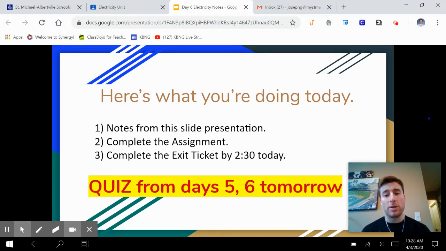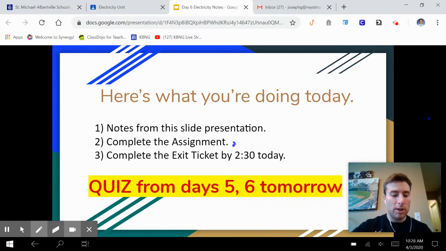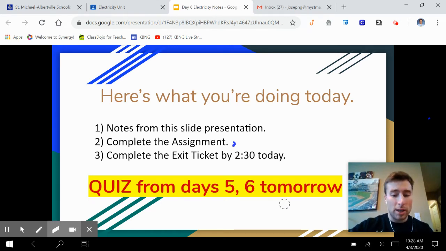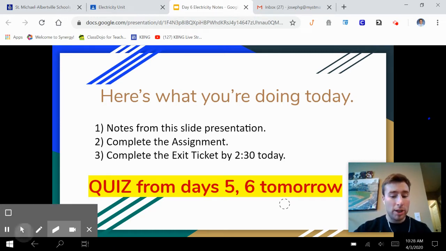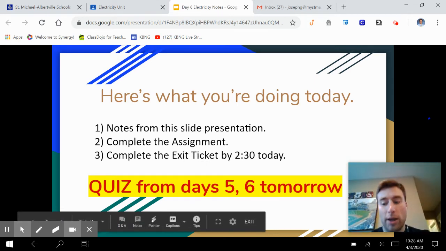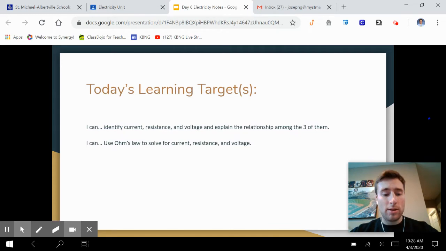So you guys can just copy your answers onto a piece of paper. You don't have to print anything out. You do not need to submit anything with today's assignment. So there's nothing that you guys need to do as far as an assignment today besides our exit ticket, okay? So make sure you do our exit ticket because that is due today at 2:30. And again, quiz tomorrow on Friday and Monday's stuff.